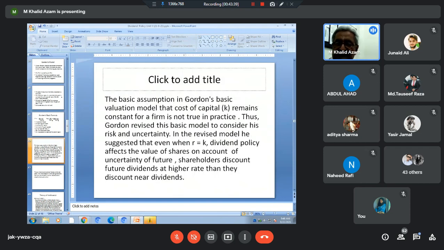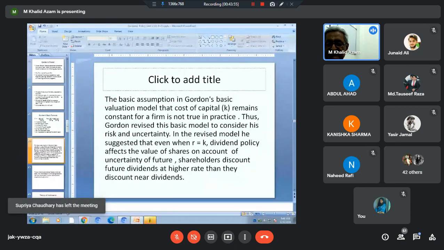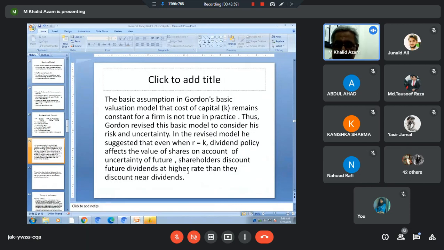The basic assumption of Gordon's valuation model, that the cost of capital remains constant for a firm, is not true in practice. Thus Gordon revised the basic model to consider risk and uncertainty. In the revised model, he suggested that even if R is equal to K, dividend policy affects the value of the share on account of the uncertainty of the future. Shareholders discount future dividends at a higher rate than they discount near dividends. So D1, D0 he has considered.